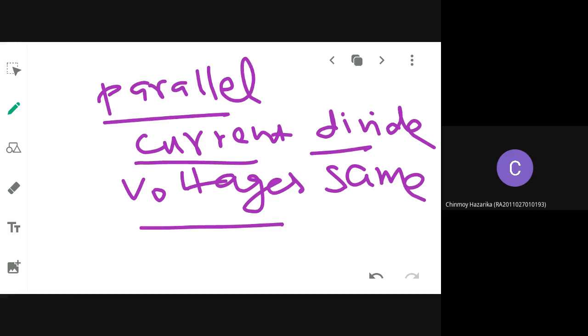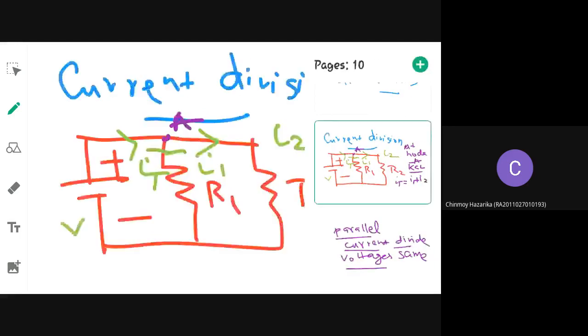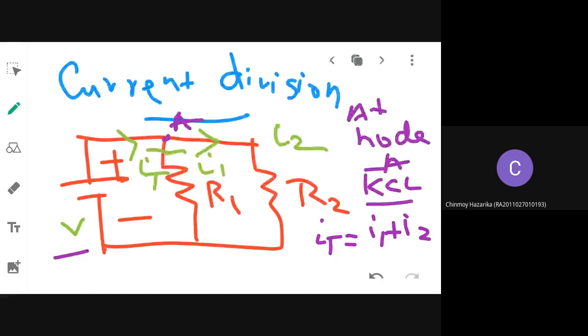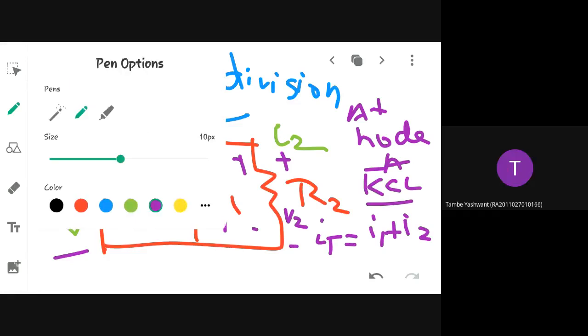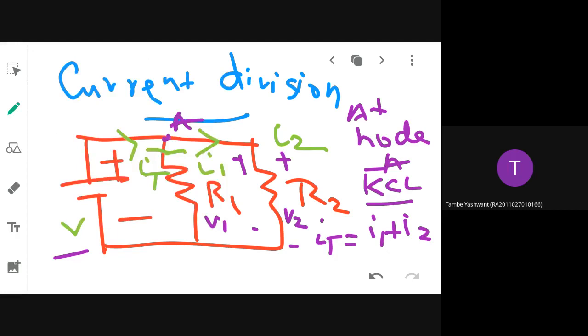Now moving back to the circuit again. The voltage input is V. Let me consider the voltage here as V1 and the voltage here as V2. Now how can I relate V1 and V2? They are the same, because it is a parallel combination of circuits. So V is equal to V1, which is equal to V2. All will be equal.